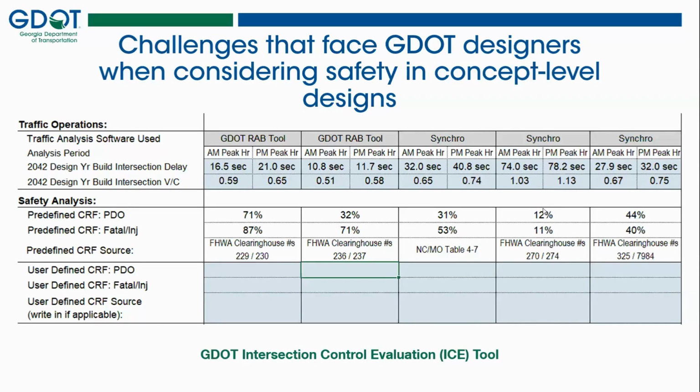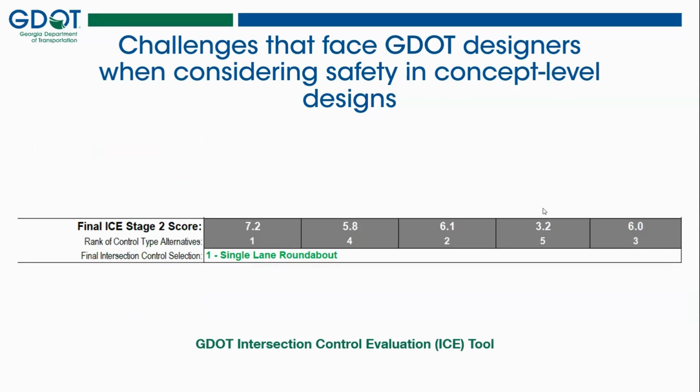So all the designer has to do is select existing as two-way stop control or all-way stop control, and then select the alternative, whether roundabout or signal or whatever. And then these CMFs or CRFs automatically populate. All right. And then we rank or score these alternatives based on the factors in the previous slides, along with some stuff like stakeholder input and environmental impacts to get our preferred alternative for the intersection.